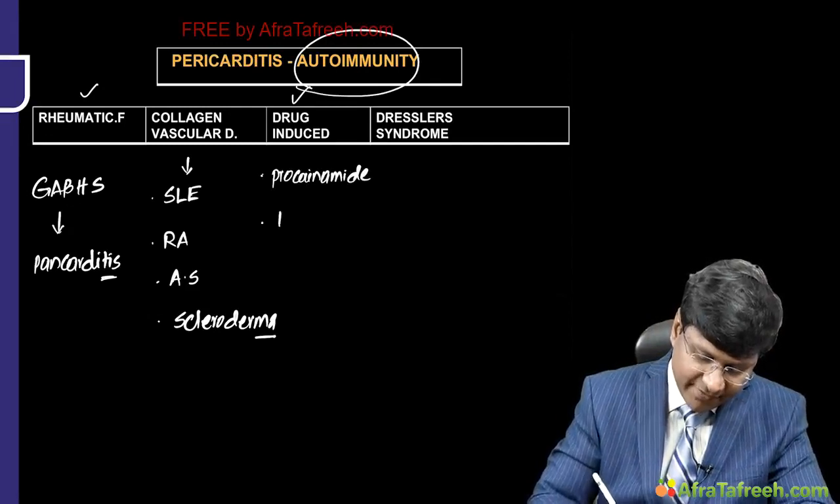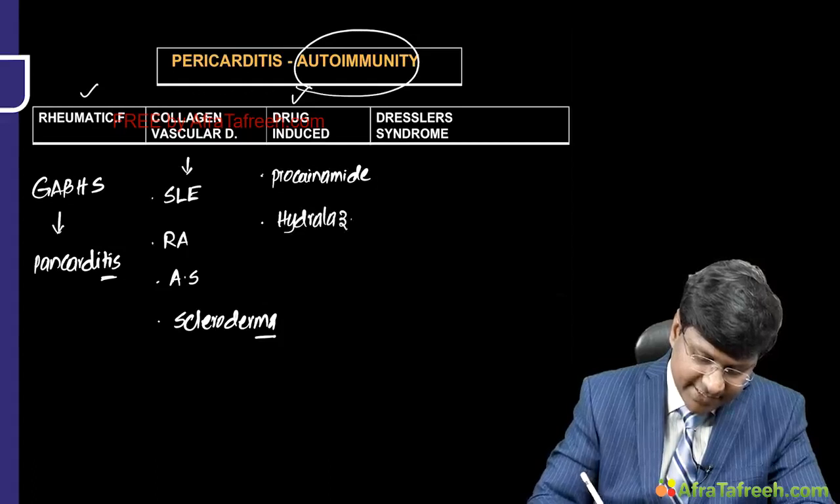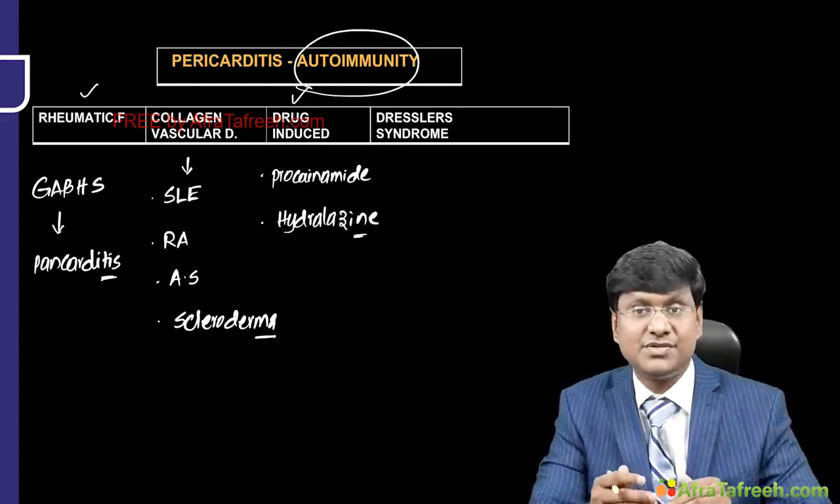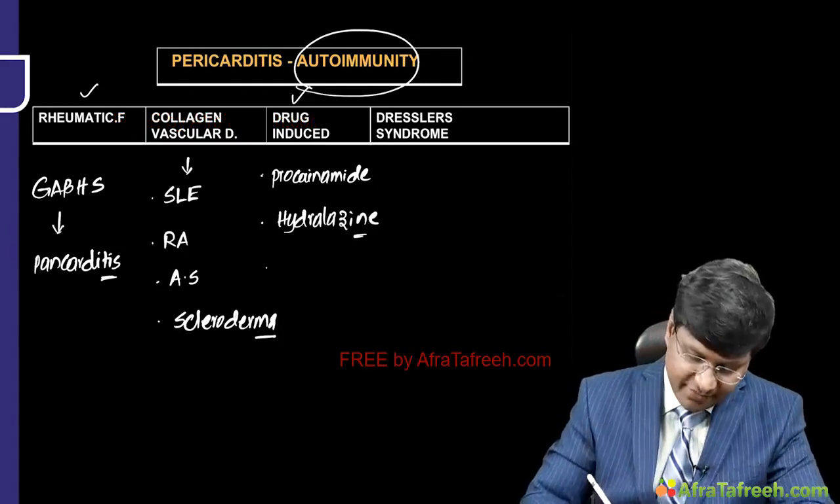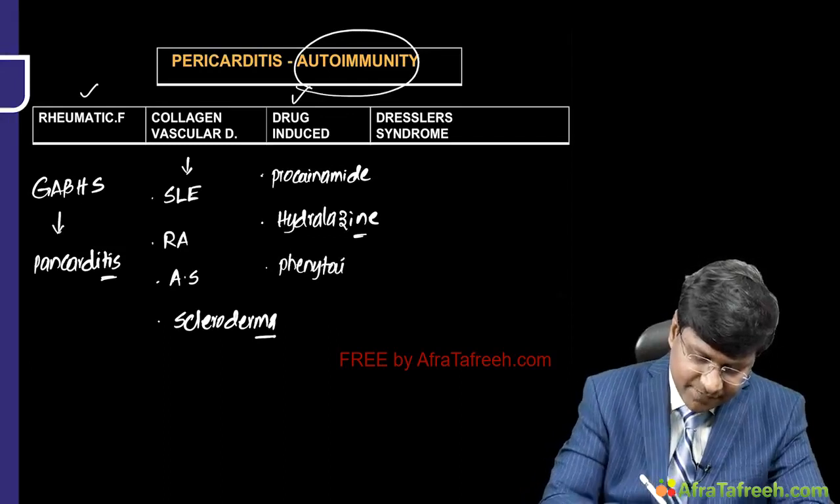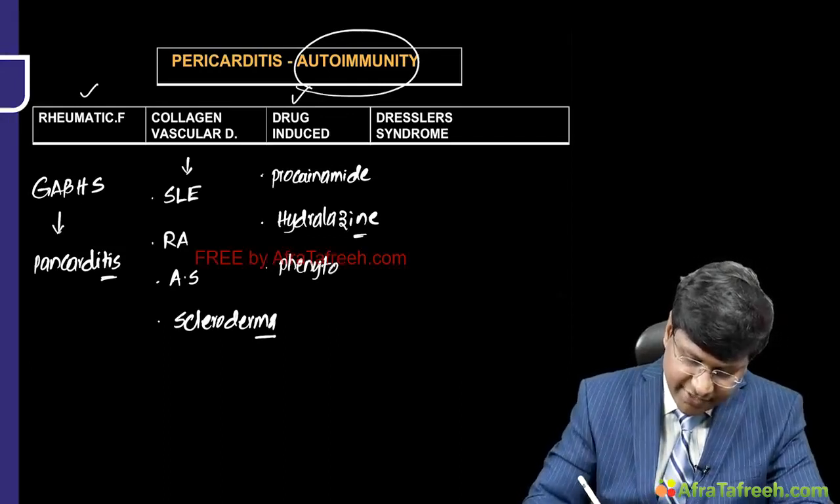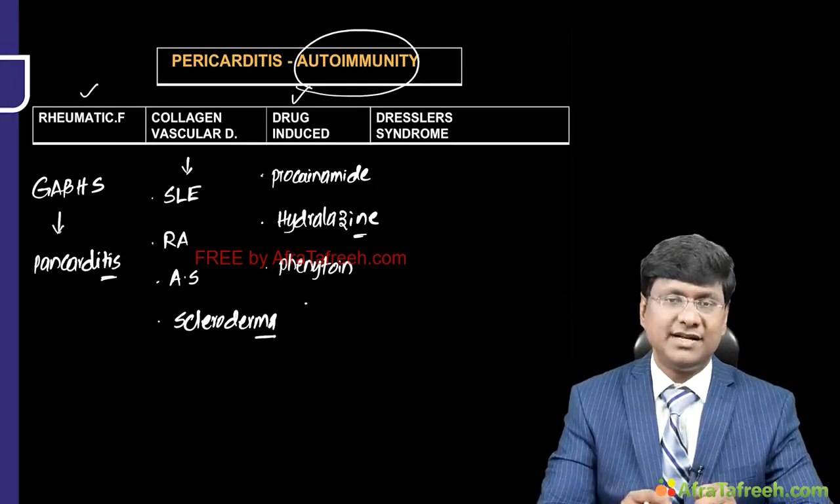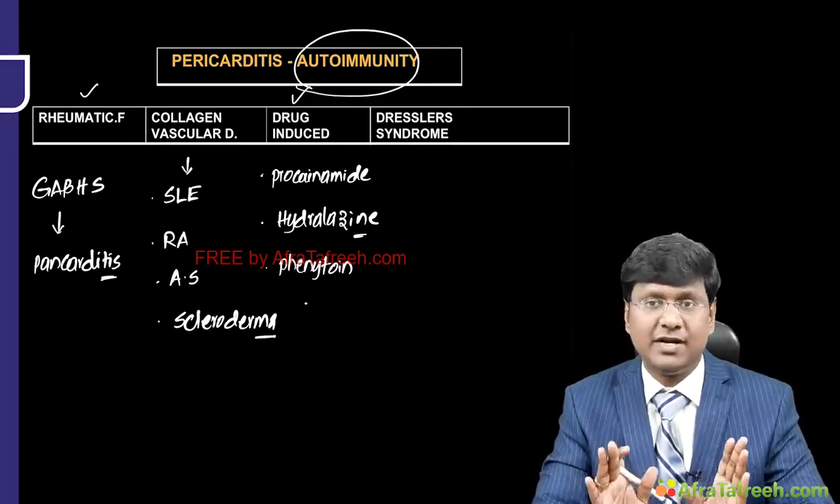Apart from that, we have an arteriolar vasodilator that will cause pericarditis, that is hydralazine. Hydralazine is an arteriolar vasodilator which is used as an antihypertensive. Then we have an anti-epileptic drug, phenytoin, that can cause even pericarditis. This phenytoin is used in both generalized and focal epilepsy.